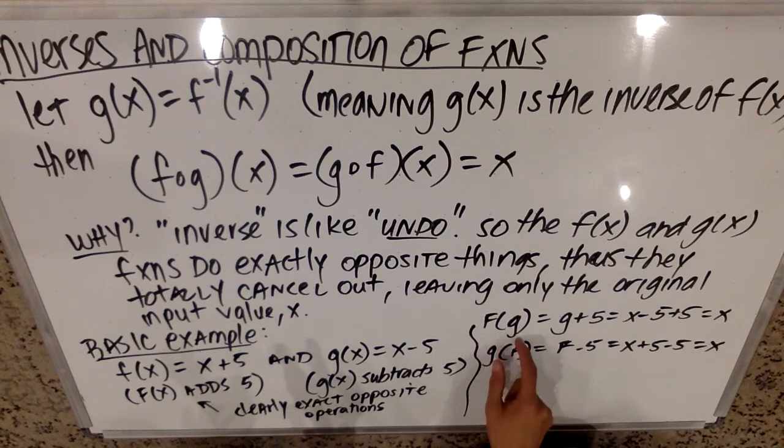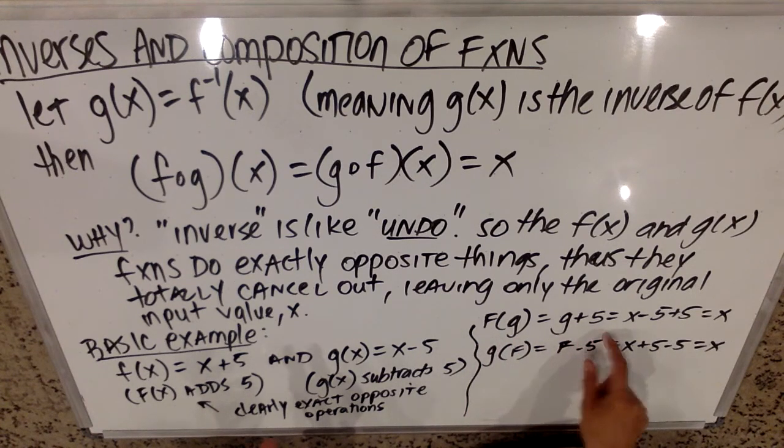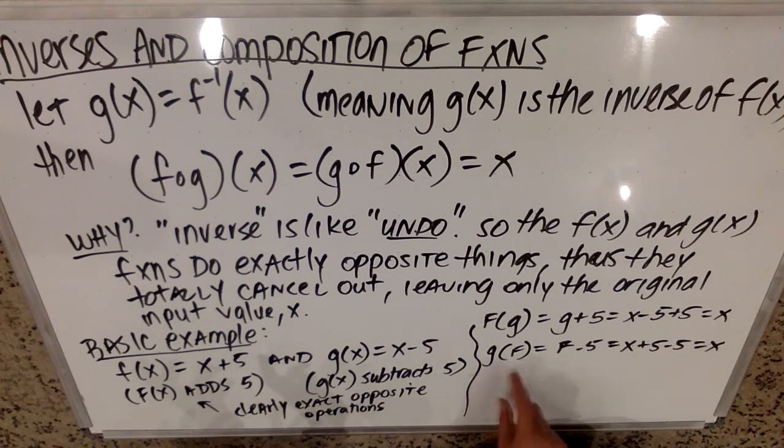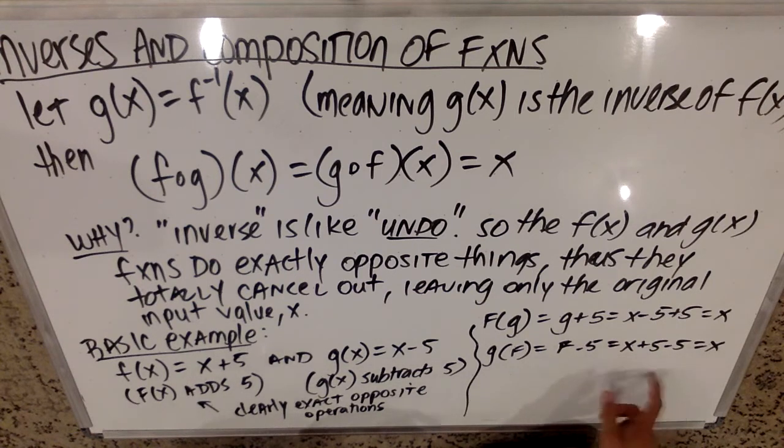If you did f of g, you'd get g plus 5, which is x minus 5 plus 5, which is just x. If you did g of f, you'd get f minus 5, which is x plus 5 minus 5, which is, again, just x. So that's a really oversimplified example, right? Because it's just using one operation, and you can clearly tell that they're inverses because they are taking that one operation and doing exactly the opposite thing. It'd sort of be like if one function multiplied things by 2 and the other function divided them by 2. Those are clearly exactly the opposite operation.